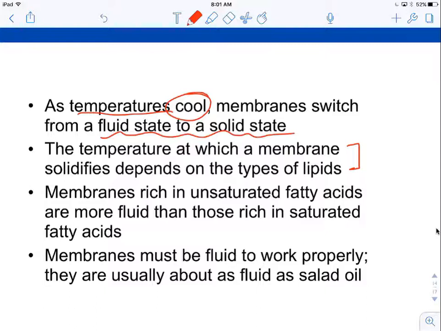So if you have unsaturated fats, they have those kinks in the tails, and they space themselves farther apart because they can't get closer together, so they will stay more fluid. If you have saturated fatty acids, they have the straighter tails. They can pack in more tightly, and it'll always be more solid. Okay, membranes must be fluid to work properly. They're usually about as fluid as olive oil. So, picture your membrane like olive oil.